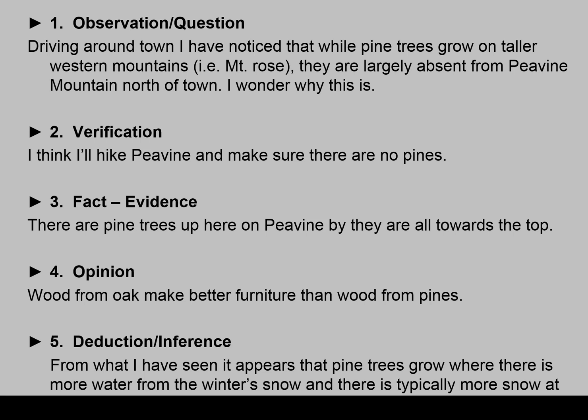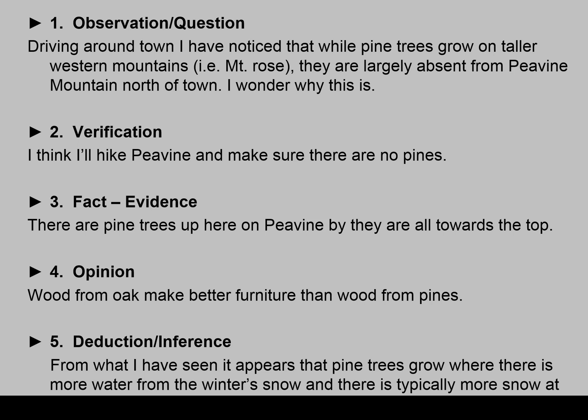So let's look at some of the elements and examples, which will be very valuable for the activity that you will have later today. We have our observation and question. A particular scenario would be: driving around town, I noticed that while pine trees grow on taller western mountains, i.e. Mount Rose, they are largely absent from Peavine Mountain north of town. I wonder why this is. Notice that there is an observation and a question that's part of that observation.